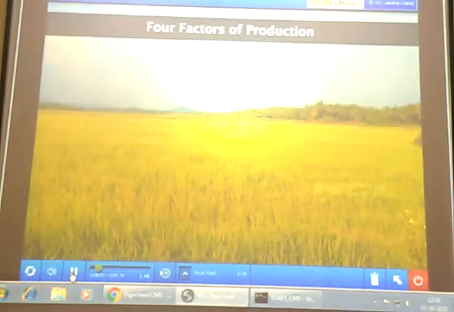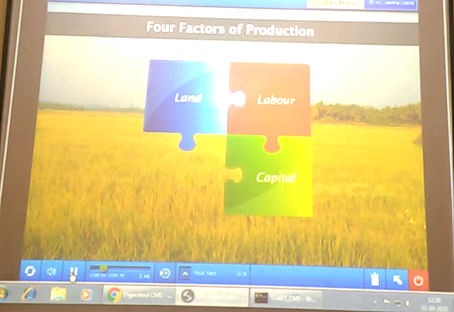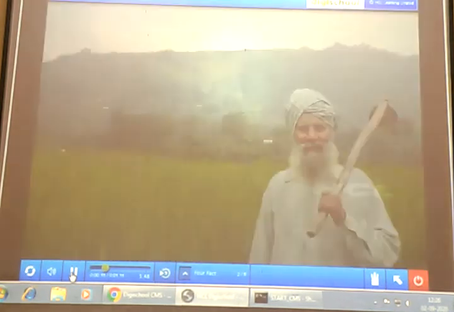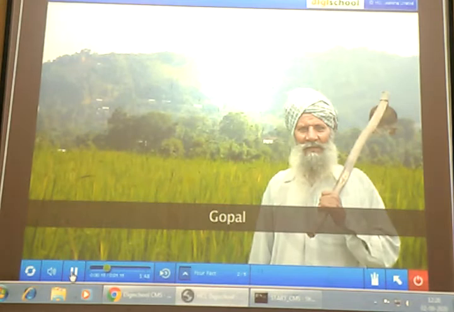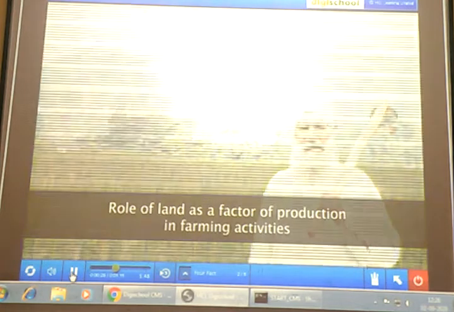There are four factors required for production. They are land, labor, capital, and enterprise. Meet Gopal. He is a farmer from Palampur. Let us help Gopal discover the role of land as a factor of production in farming activities.